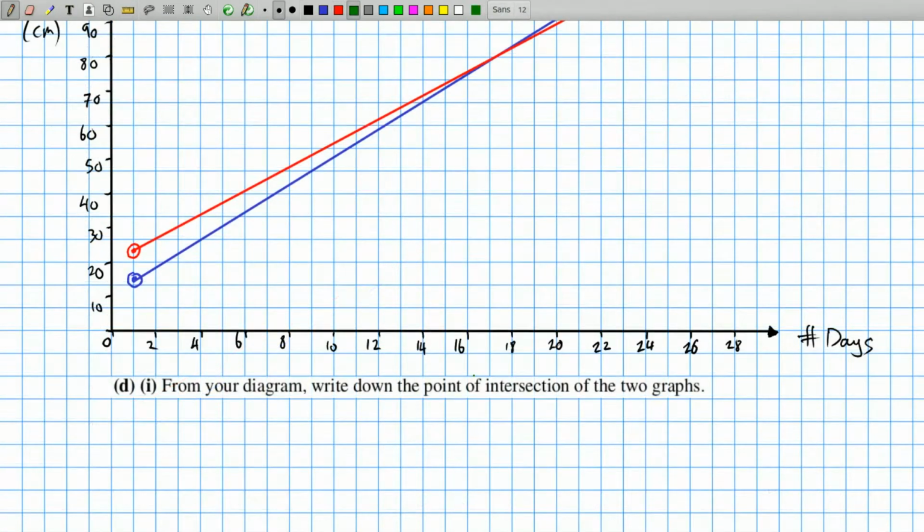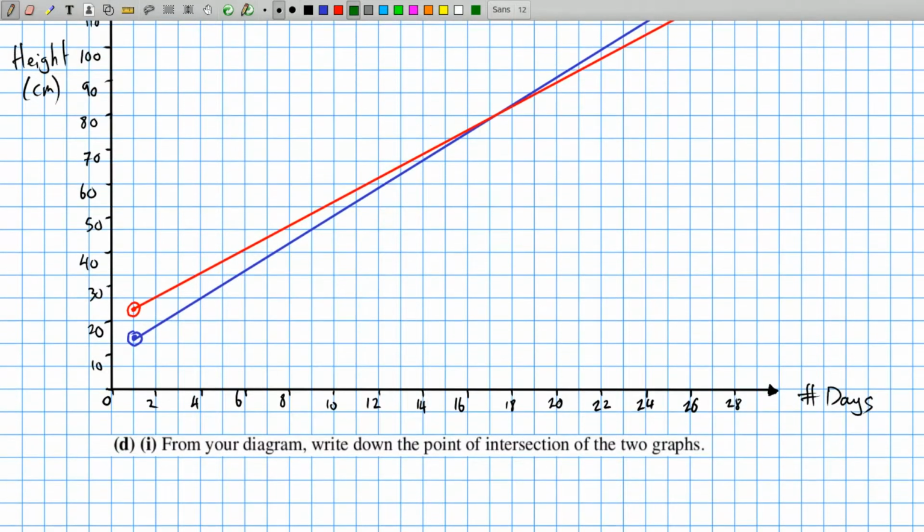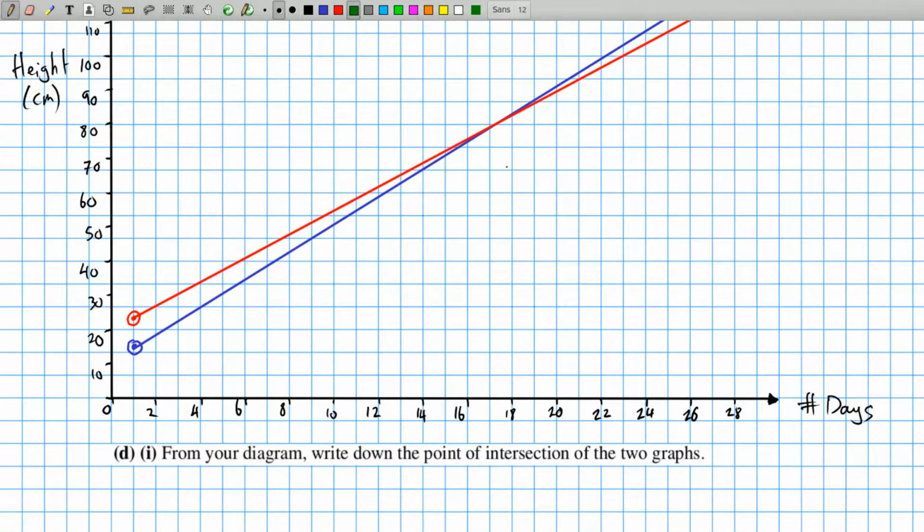In the next question, you're asked, from your diagram, write down the point of intersection of the two graphs. So we go back up to our graph, find the point of intersection. Looks like it's maybe about there. Make sure you mark this very clearly on your diagram as well. So from there, make sure you draw lines straight down, and you draw a line straight across as well.